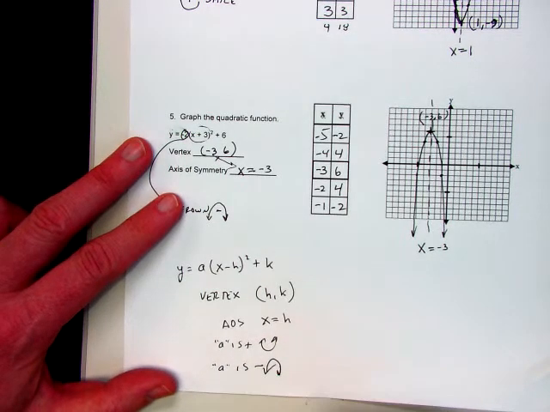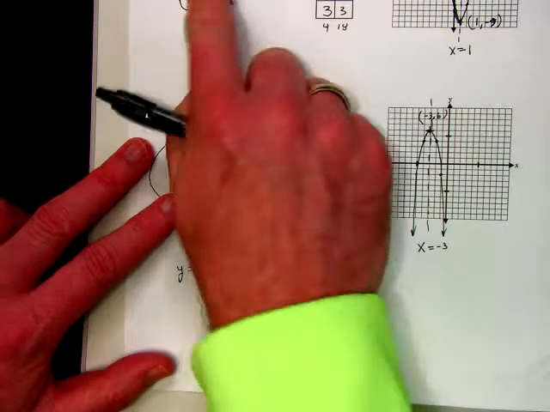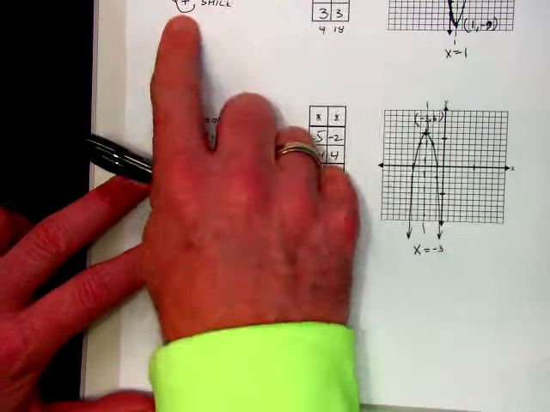Okay? All right, so I hope this helped on how to find the vertex, the axis of symmetry, the table, and the graph.